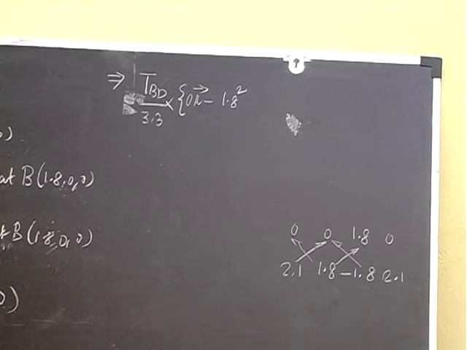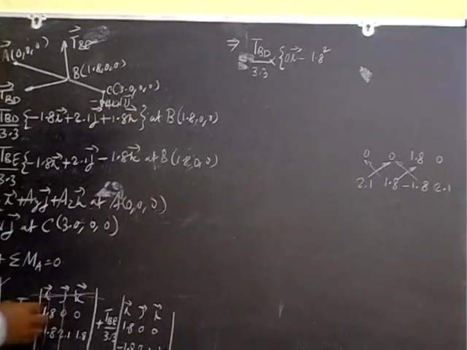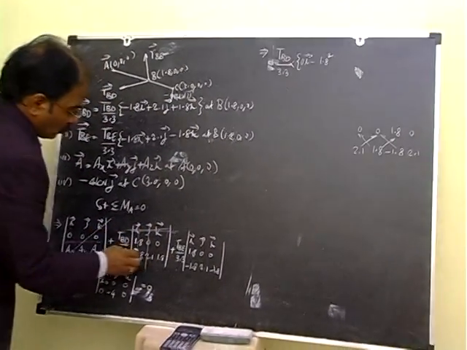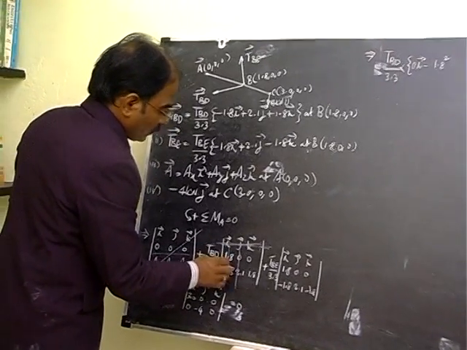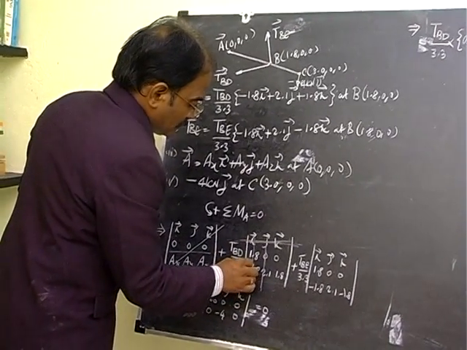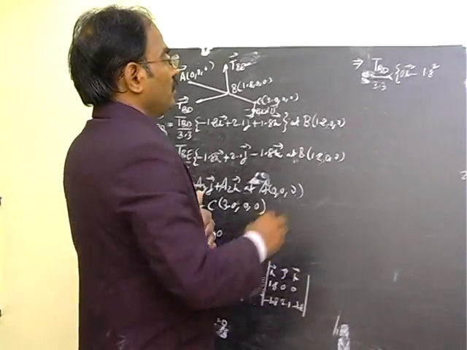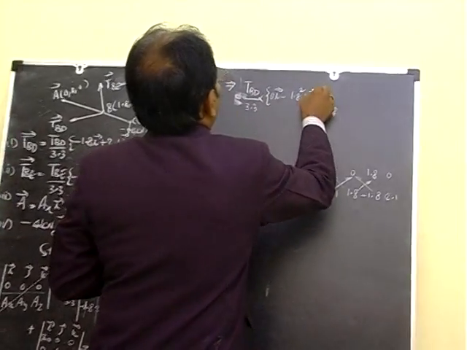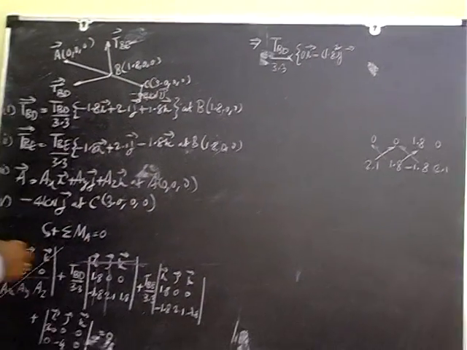So here is j minus, where this component is the column vector and this component is the row vector. The cofactor is 1.8 multiplied by 1.8, that is 1.8 square, minus this 0 into 1.8. So this can be 1.8 square j. Similarly we can find this value for k.